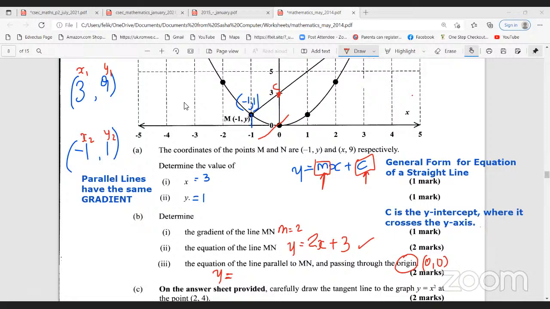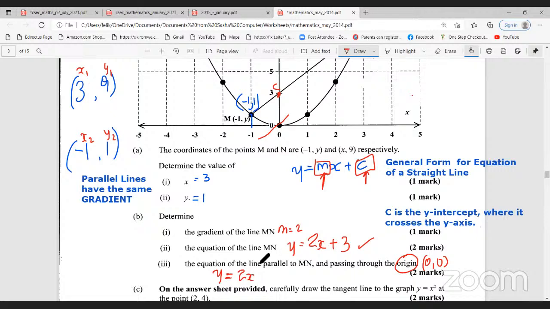Right. So next time I'll say, what do parallel lines have the same something, something, something? And you'll be able to answer. Good. So they have the same gradient. Because they have the same gradient, what is going to be the value of m? Two. Good. So I have 2x plus, I need to figure out what the value of c is.